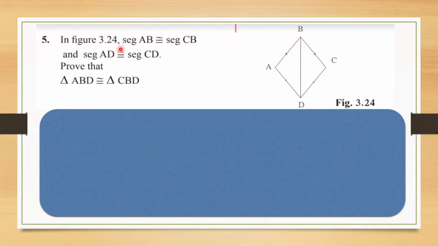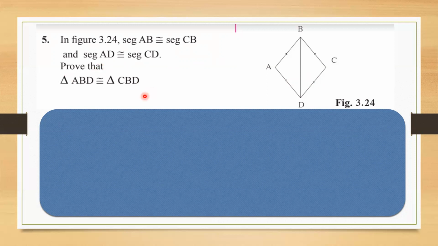In figure 3.24, segment AB is congruent to segment CB. You can see here AB is congruent to CB. A little blurry here, but both the sides are shown with two standing lines, so both are congruent. Segment AD is congruent to segment CD. Even these two segments are shown with the same symbol, which is one standing line. What do we have to prove? We have to prove that both these triangles are congruent. So let us write down the proof.